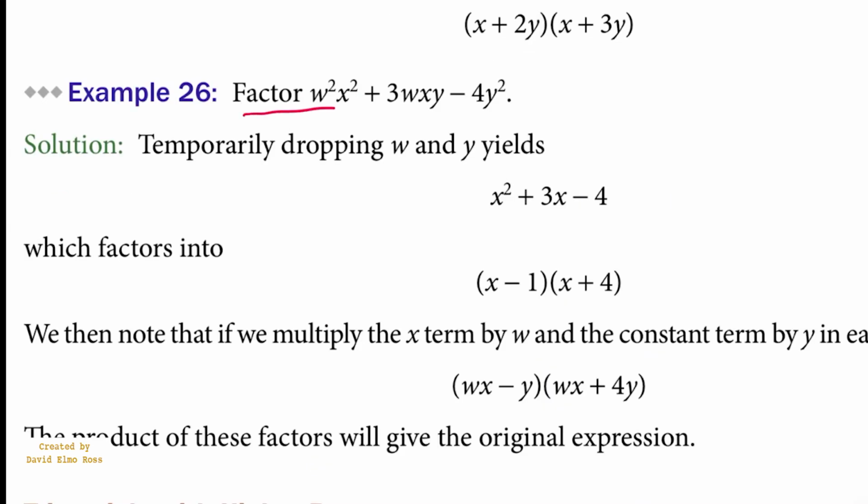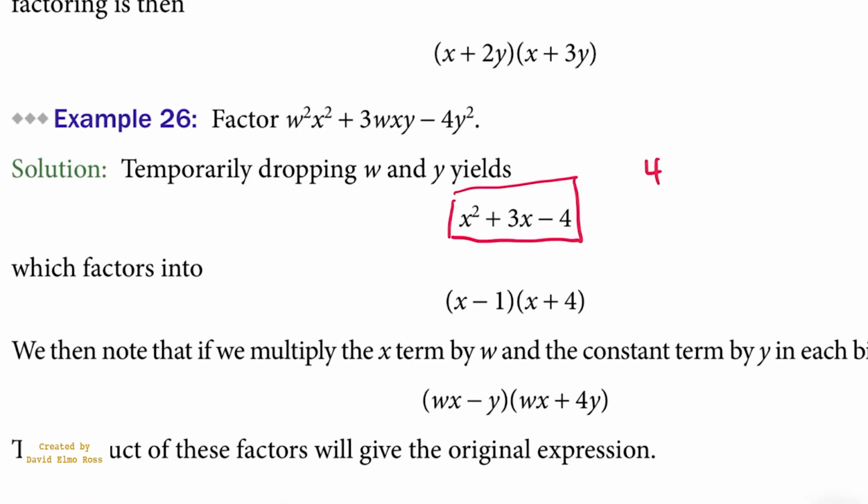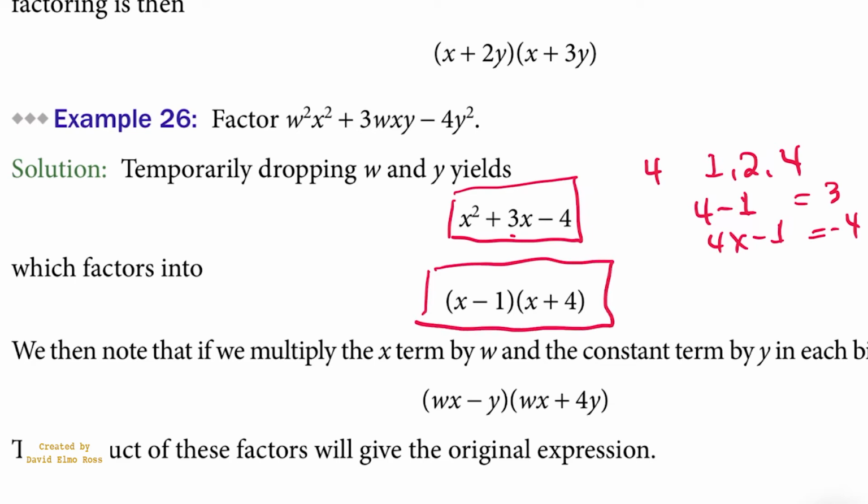Let's try to factor this particular expression here. What we're going to do is get rid of everything that's not an x squared, an x, or a constant. So let's get rid of the w squared, the wy here, and the y squared, and we're going to end up with this as our expression. Now the 4 as a constant has factors of 1, 2, and 4. Now we have to find something that's going to add or subtract to give us a 3. So let's try 4 minus 1. And we have to have something that's going to give us negative 4, which is 4 times negative 1. So this is going to give us 3, this is going to give us minus 4, and that's what we want. And that's why we have it factored this way here.